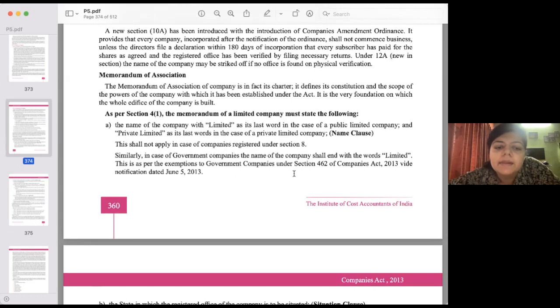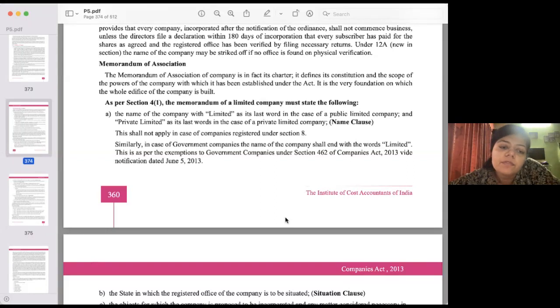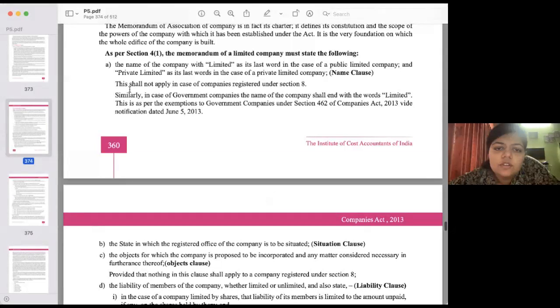So, if it's a limited liability company, there are multiple clauses within the memorandum of association which represent the constitution of the company. The word limited, whether it's a public limited or a private limited, what exactly is the business form of the company, is something they mention in the name clause.